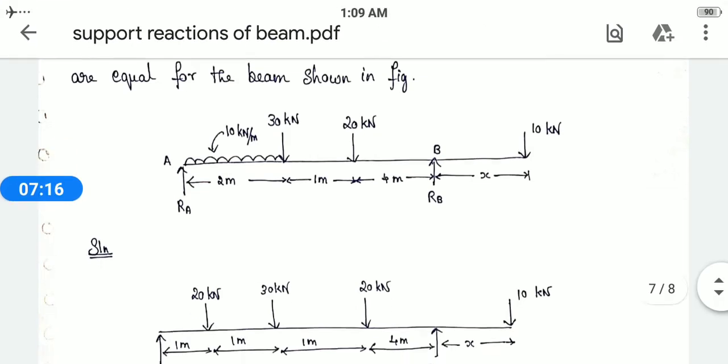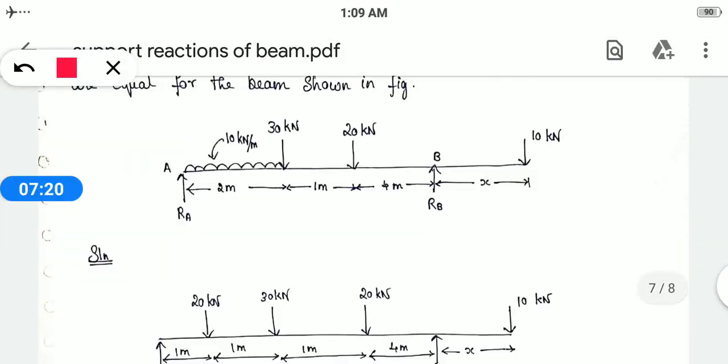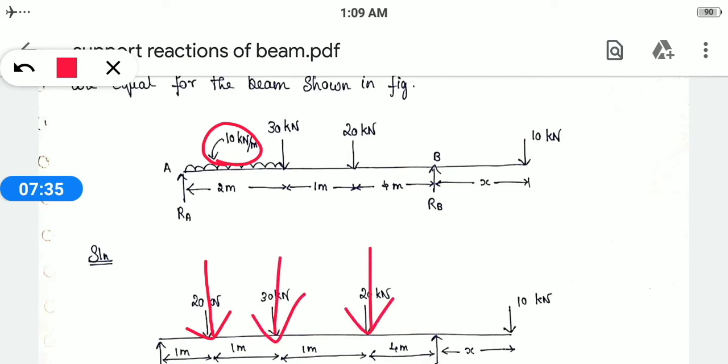Now we have to convert into a free body diagram. What we have to convert? We have to convert this UDL into a normal point load. That is what I had taken as 20. How did it become 20? W into L, that is 10 into 2. So 20, the other load is 30, the other load is 20, again 10. Your RB is here, your RA is here.